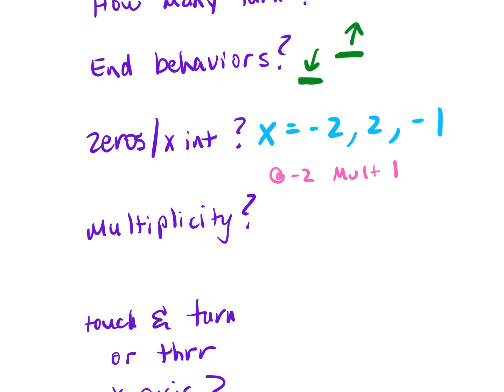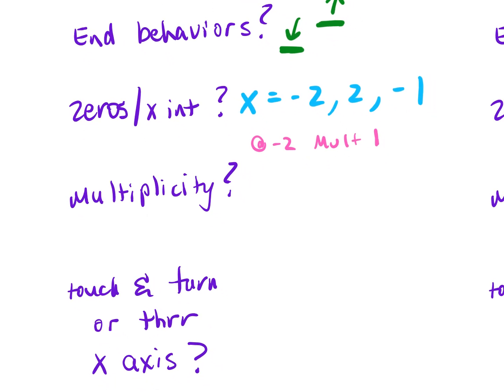We'll answer the touch and turns on the next step. At 2, how many 2's did we have as an answer? 1. So again, we have a multiplicity of 1. And then at negative 1, again, we had a multiplicity of just 1. We only had one of them as an answer. So these are all odd. We only have one of them. So when we have odd multiplicity, do we touch and turn or do we go through?